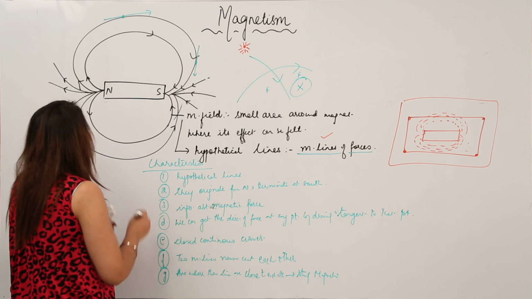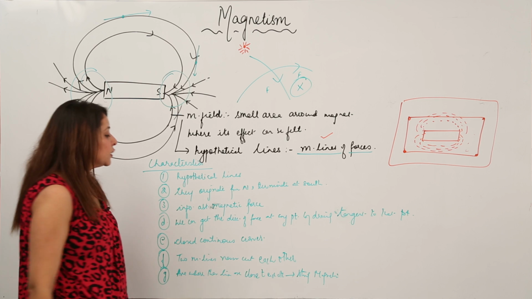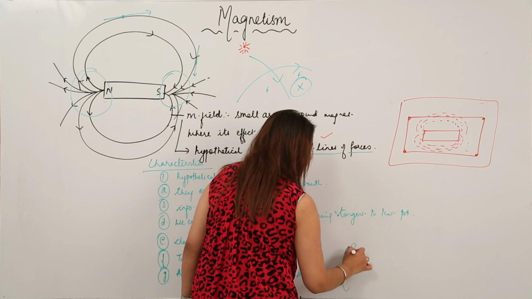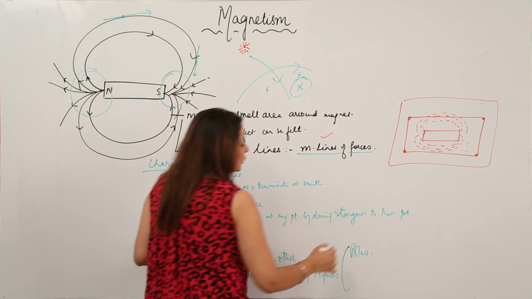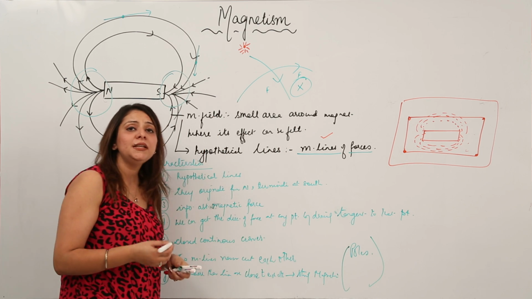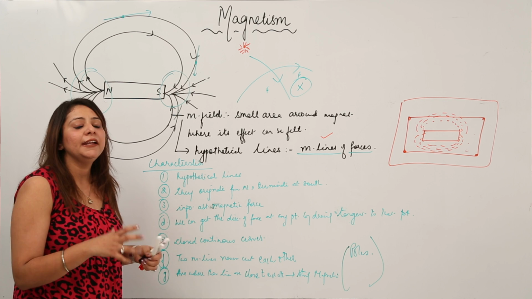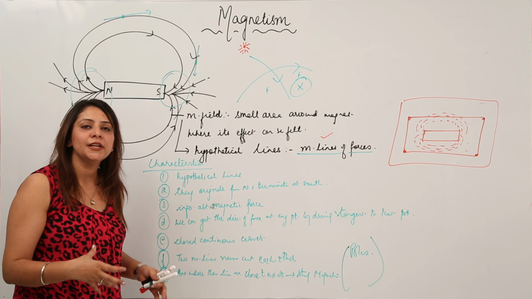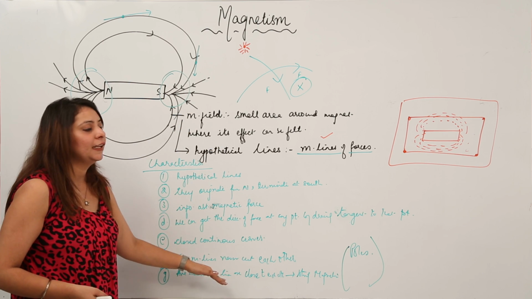So as you can see, they are closer towards the poles. That means strong magnetism is there at the poles, and they are far apart in the middle. So there it is the least. So the area where they are closer indicates strong magnetism, that is the poles, and the area where they are far from each other indicates weak magnetism. So these are the characteristics of the magnetic lines of forces.